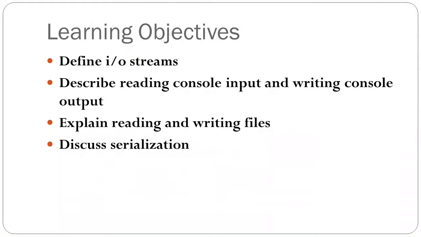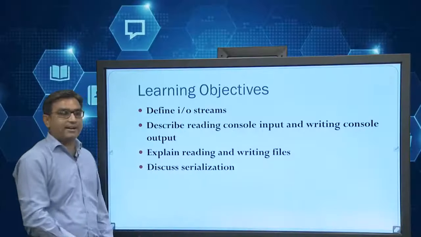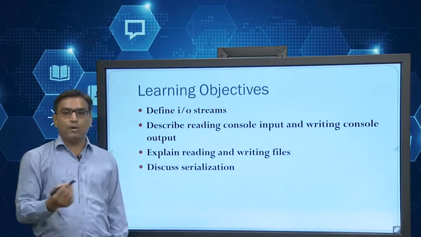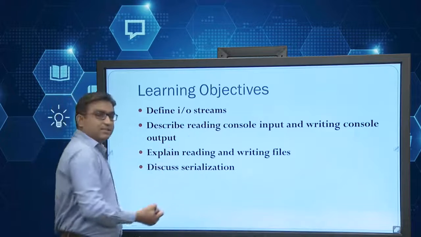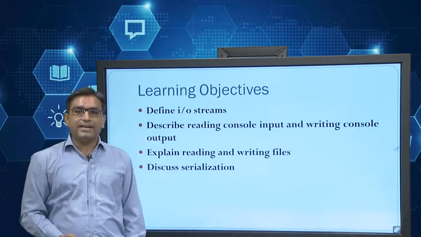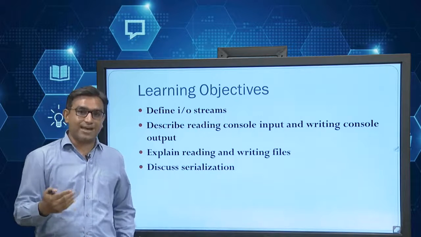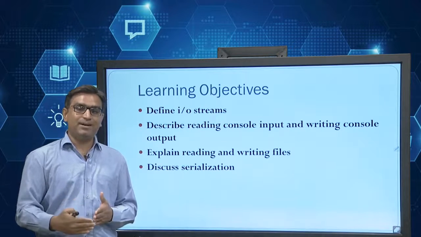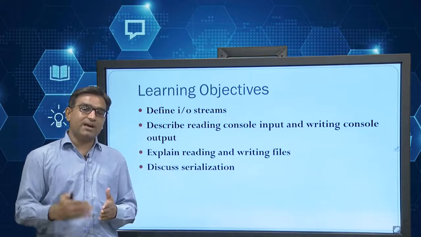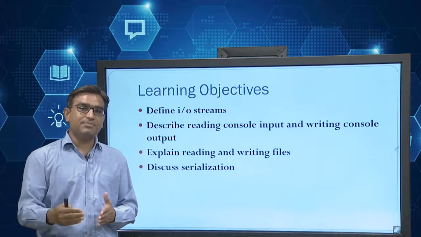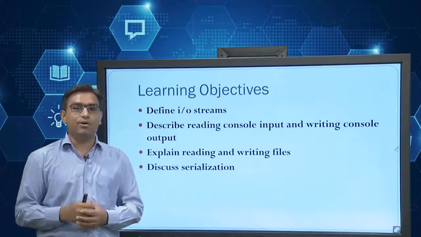Now what is the learning objective? Defining IO stream, that's input output stream. I means input, O means output. Describing reading console input and writing console output screen. When we develop any application, we need to ensure that whatever input we receive is accurate as per our requirement and business logic. We implement our business logic, and based on it we produce our output.